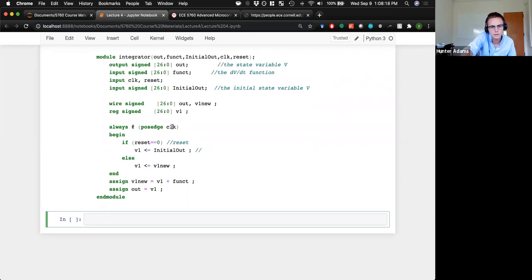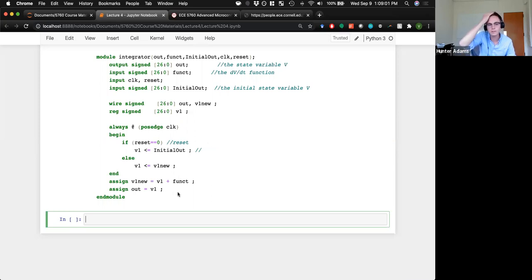And we can look at all this. All that this does is at each positive edge of the clock, if low reset, interesting. So if reset is 0 in this particular case, then the value of V1 gets the initial conditions. Otherwise, V1 gets the value contained in this register V1 new, where at all times the value of that register V1 new is being assigned the current value of V1 plus the dv/dt function, funct. And then we're assigning the output value of V1.